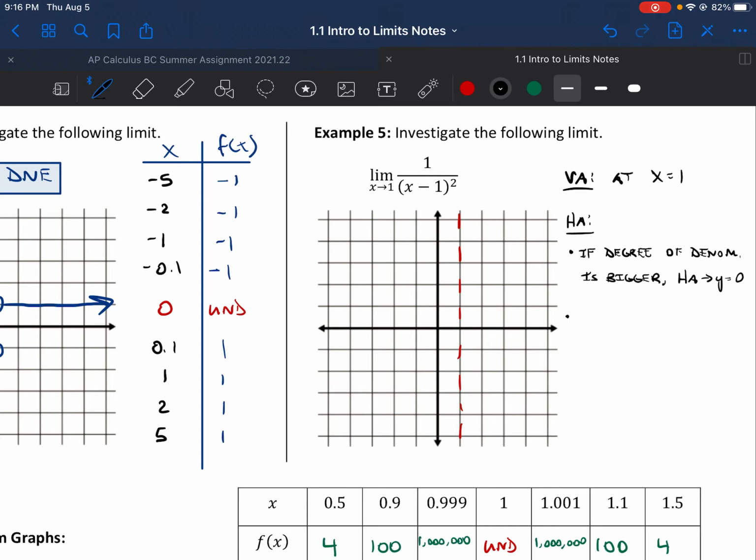If the degree of the numerator and the denominator is the same, so if same degree, and by the way, degree means the largest exponent of the variable, then we use the ratio of the leading coefficients. I'll give you an example of that in a moment. Use ratio of leading coefficients.